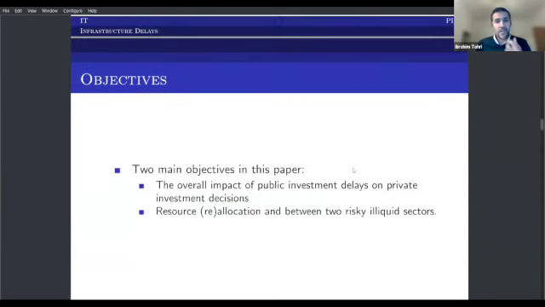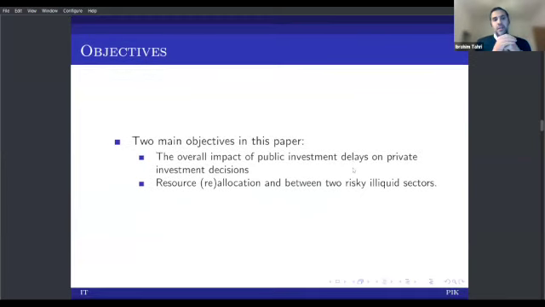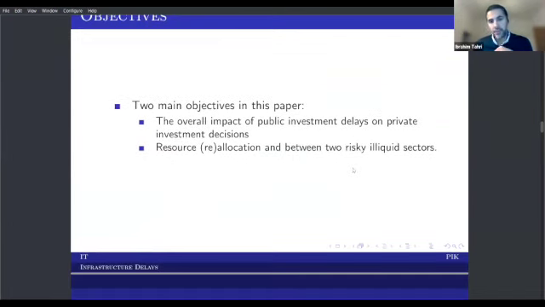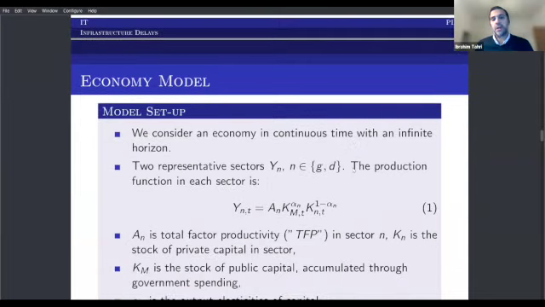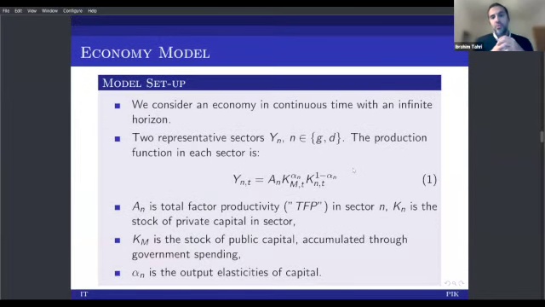So there are two main objectives in this paper. Basically, the first one is to look into the overall impact of public investment delays on private investment decisions. And the second one is to look at the resource reallocation between two risky illiquid assets or sectors. Here I give you a brief introduction of the model.